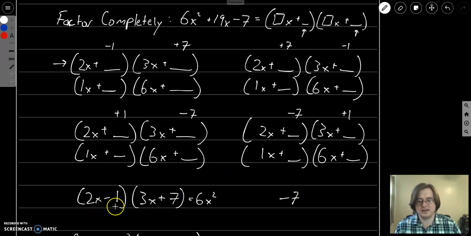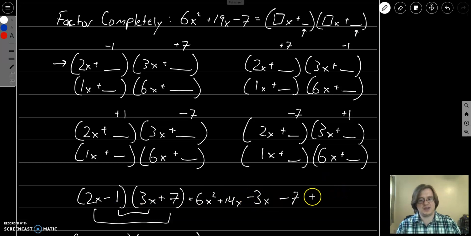But what about the inner and outer terms? Well, if we do the outer term first, this will be 2x times a 7, that's 14x. And then the inner terms, so that was the outer terms, and then the inner terms, a minus 1 and a 3x. This doesn't add up to what we want. 14x minus 3x was only 11x.